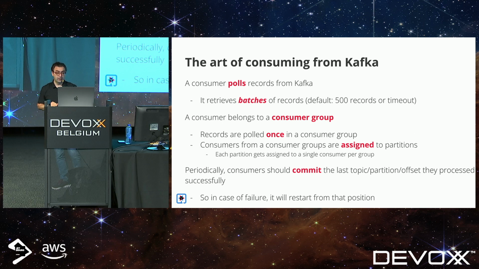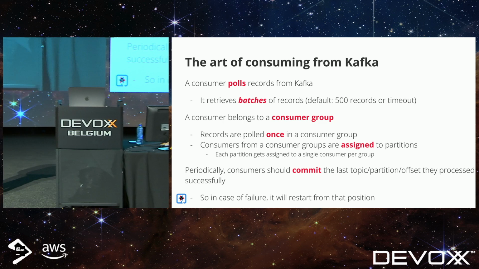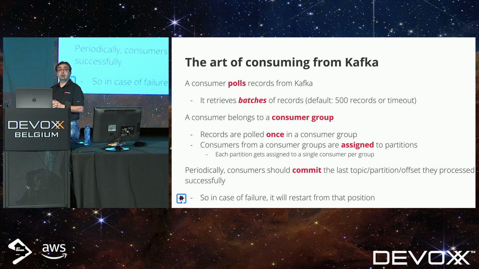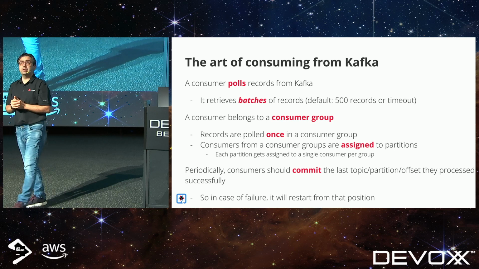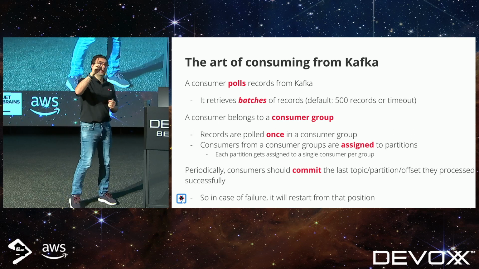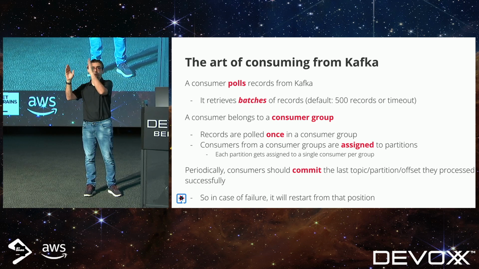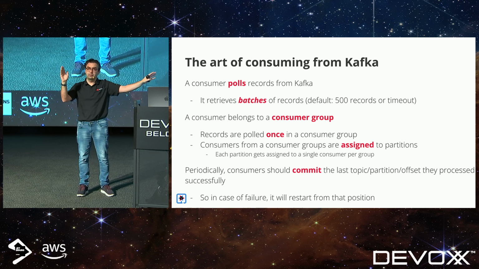Periodically, a consumer should say to the broker, hey, by the way, I'm done with these records, so even if I crash, restart from the next one. That's what we call a commit. We are not committing records per se, we are committing an offset. So a topic partition offset. We are going to say to the broker, on these partitions, I'm done with all the records before that offset. So if I say I'm committing three, that means that records 0, 1, and 2 have been processed successfully. Okay? Remember that, because that is going to be very interesting.